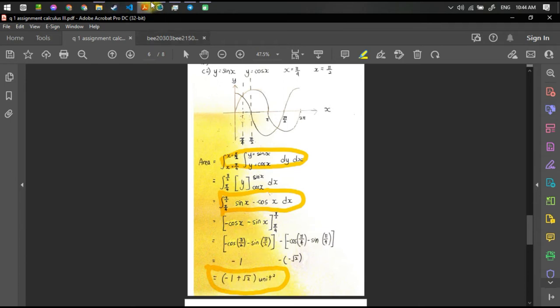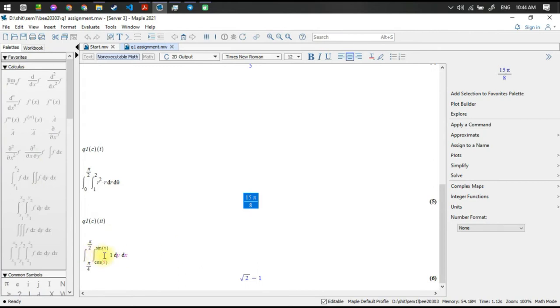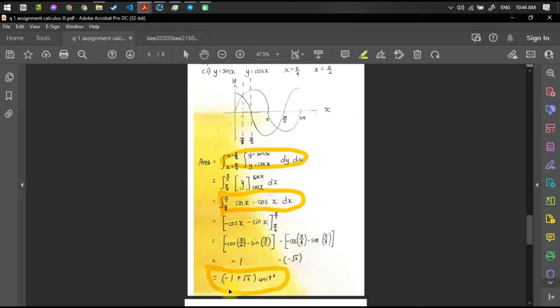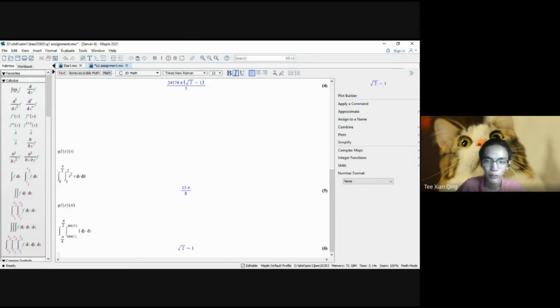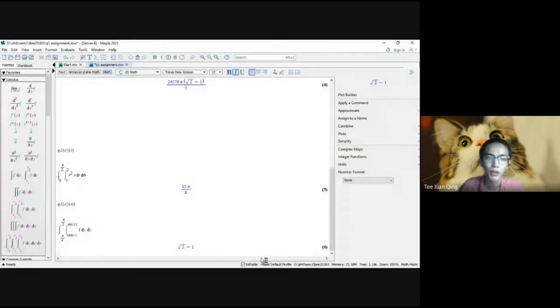Let's look at the marker. Yes, this is the equation of the question, and we will get the answer. Same as my answer. Thank you. That's all for me, and I will let the next group member present the next question. Thank you.